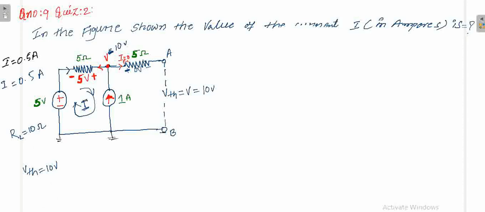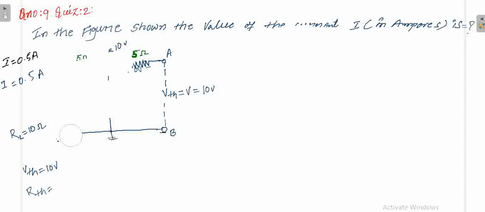Now we have to find RTH. How to find RTH? For finding RTH, we have to replace voltage sources with a short and current sources with an open. It means you need to replace this voltage source with a short and this current source with an open. Let us draw the equivalent circuit for finding RTH.